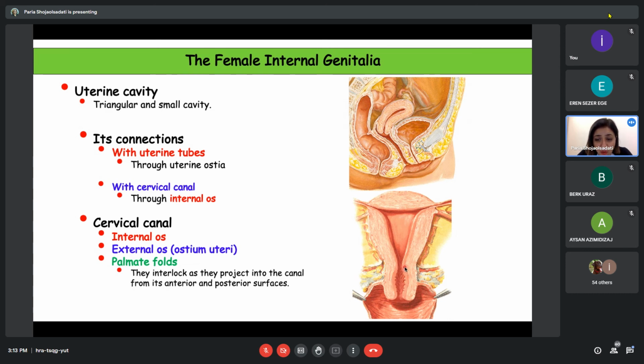The cervix has two ostia or orifices, the internal ostium and the external ostium, and has a special fold that is named the palmate fold. You can see the fold of the endometrium inside the cervix is different from the normal structure inside the uterus. These are named the palmate folds. They look like the leaf of a palm tree.